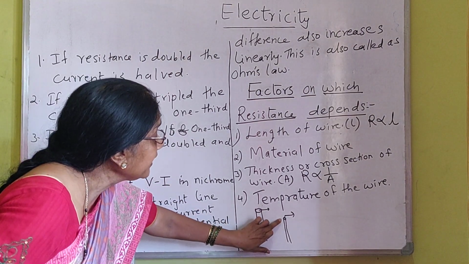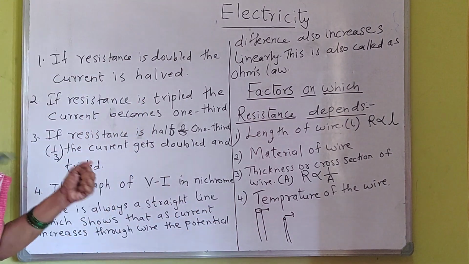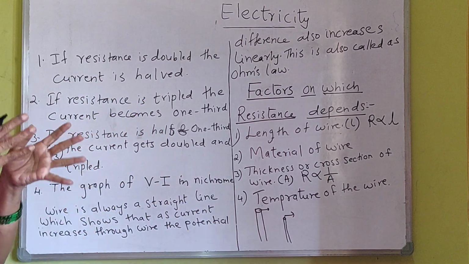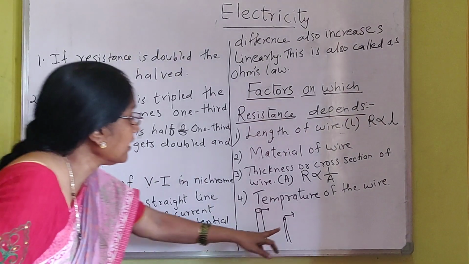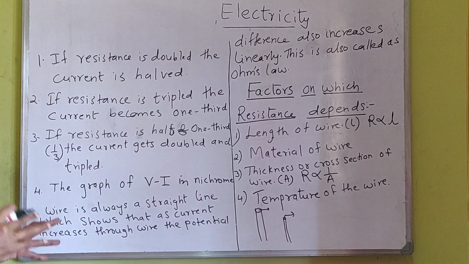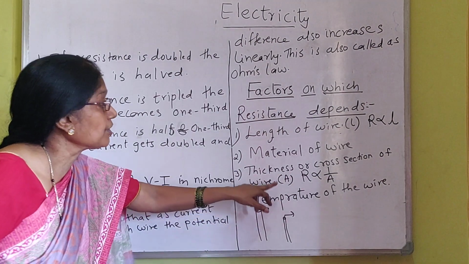Here you can see the area of cross section is less. So more electrons will be colliding with each other, which we call in other terms the obstruction. Opposing power will be more, so the resistance will be more. That means a thin wire has more resistance and a thick wire has less resistance. That is what the thickness or cross section of wire means.